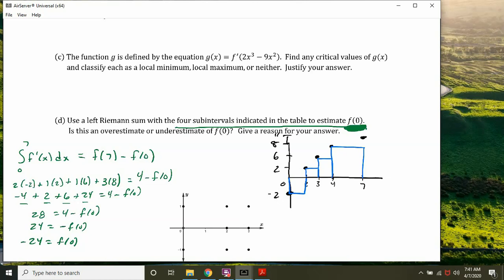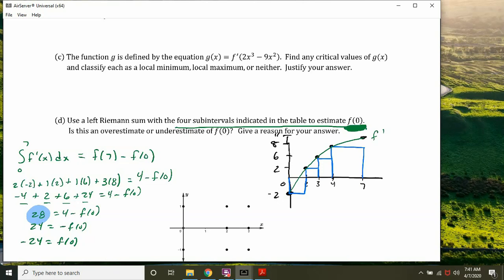Let's see, is this an over or under estimate of f of 0? All right, well, let's take a look. Remember, f prime is increasing. So it looks like the areas of these rectangles is going to be an under approximation. Okay, here's where we need to be careful. This 28 is an under approximation to the actual value. So the actual area is going to be some number bigger than that.